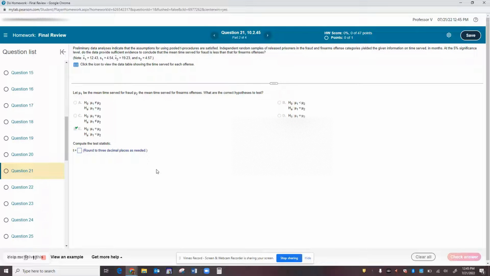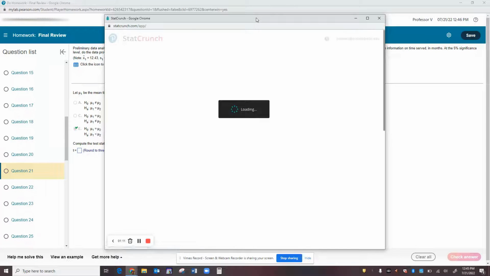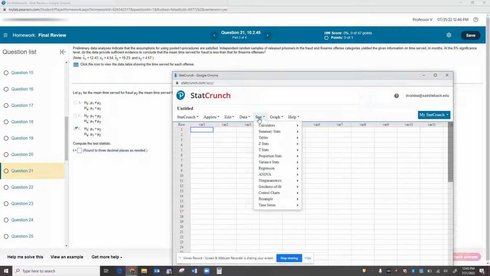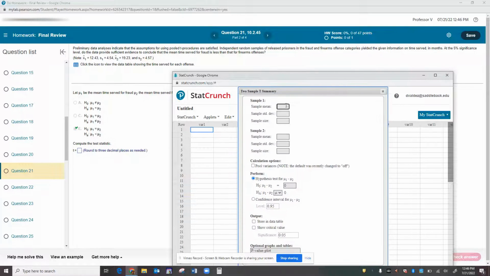Okay, and then they want the test statistic. So all of this I've pretty much showed you guys already, but why not? Let's just go through it again. Okay, so get that StatCrunch rolling. And then we're doing a pooled T procedure. So you're going to go Stat, T Stats, Two Sample. They gave us the data, but we have the summary, so even easier, right?